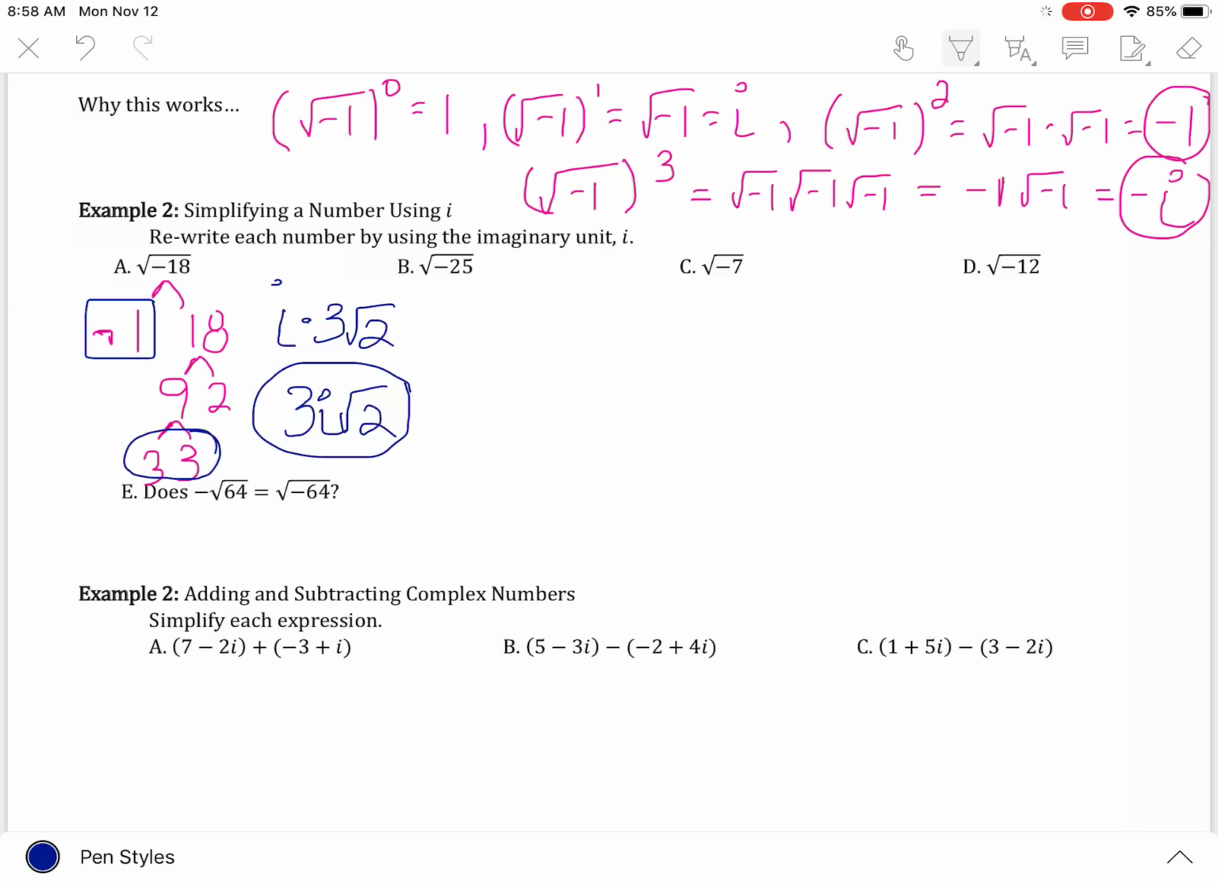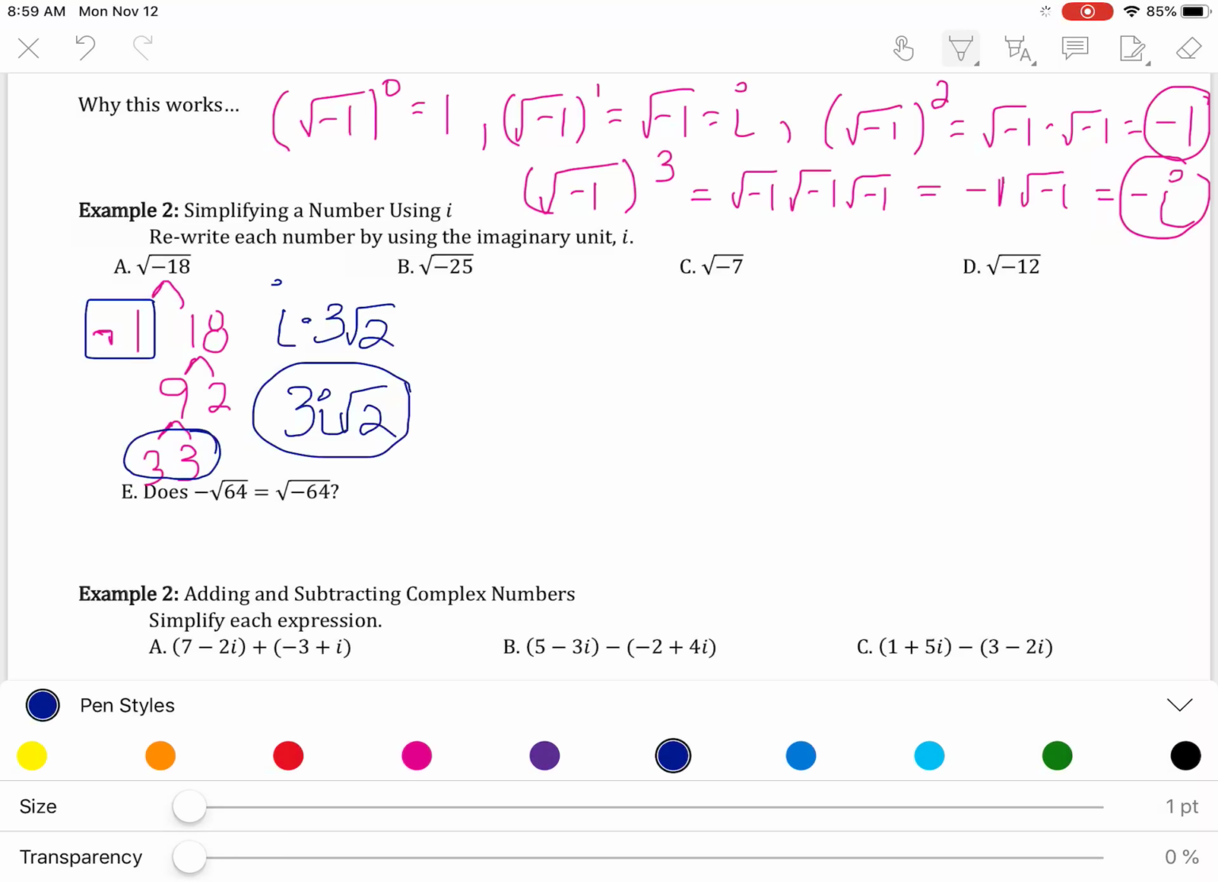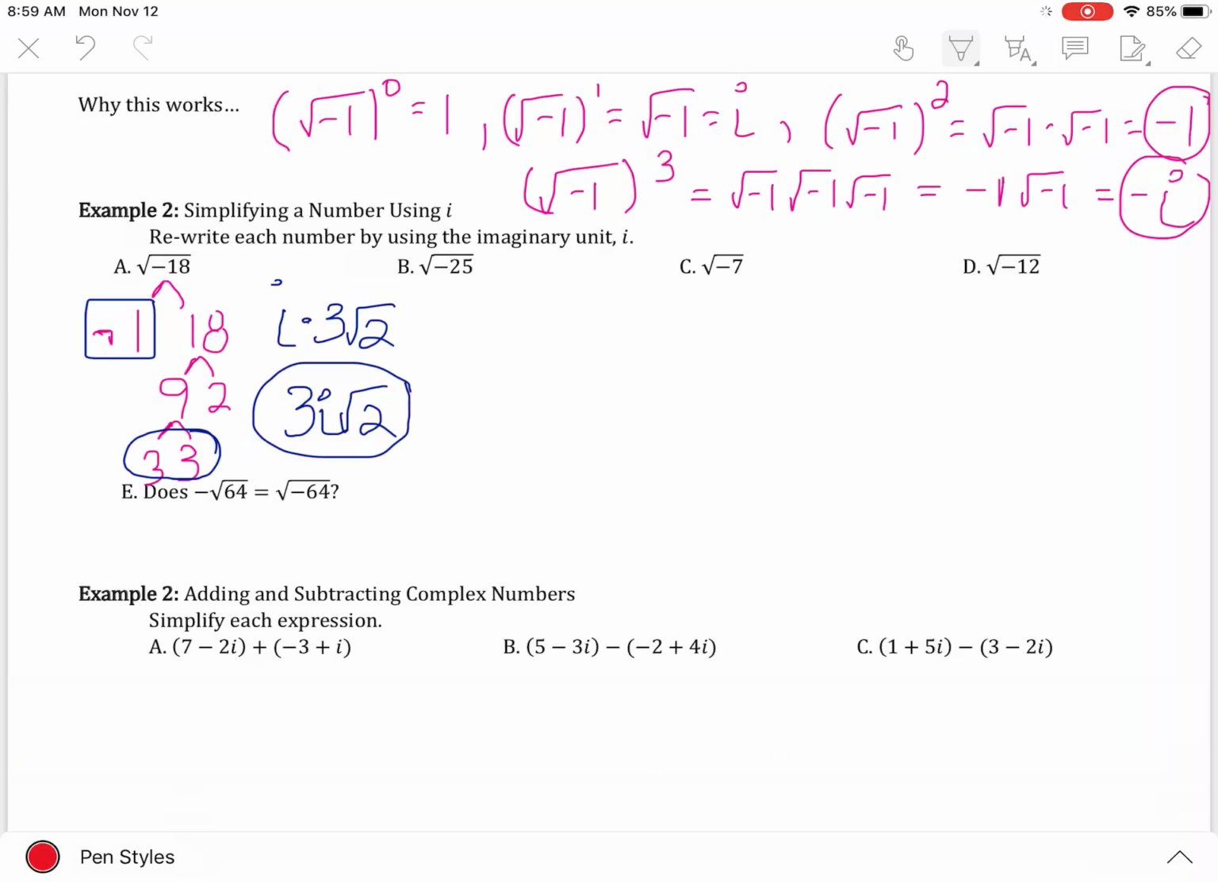Circle it. So the 3 made a pair from the number 18. The radical 2 was left inside. The letter i comes from a negative being underneath the radical. Now, if you have a perfect square under the radical, you can still make some pairs. So 25 can be broken down into that -1 and a positive 25. 25 can be broken down into 5 times 5. You can make a pair with the 5s. Your -1 means the letter i. So for B, your answer is simply 5i.